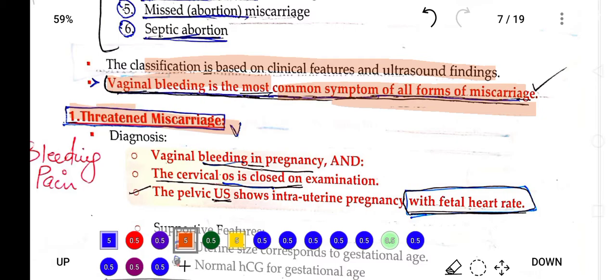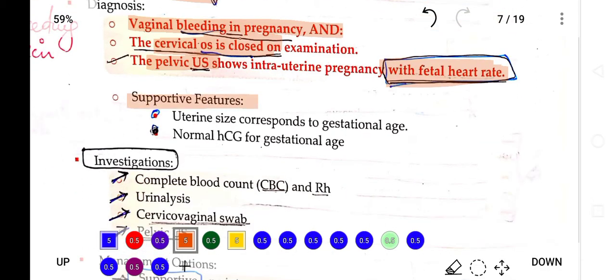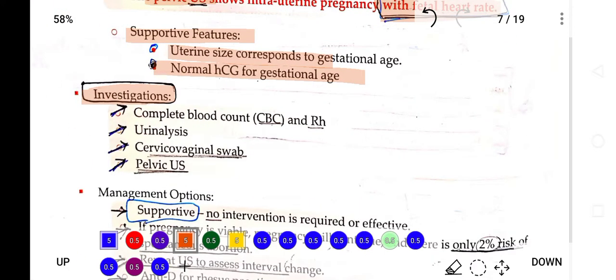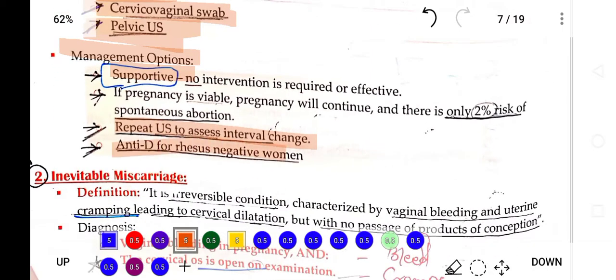Threatened miscarriage is a type of miscarriage which is diagnosed by vaginal bleeding and a closed cervical os, and pelvic ultrasound will show fetal heart sound in threatened miscarriage. Its supportive features are uterine size corresponding to the gestational age and normal HCG. Investigations will be complete blood count and Rh. CBC and Rh will be the investigation of choice. Urinalysis, cervico-vaginal swab, and pelvic ultrasound are the investigations of choice for threatened miscarriage. Management will be supportive management and repeat ultrasound. Anti-D antibody should be given to Rh-negative women.